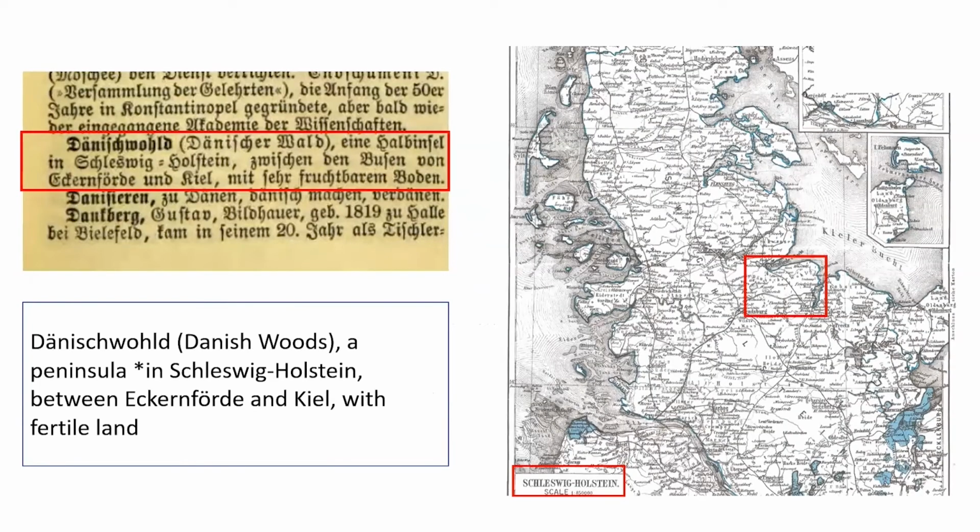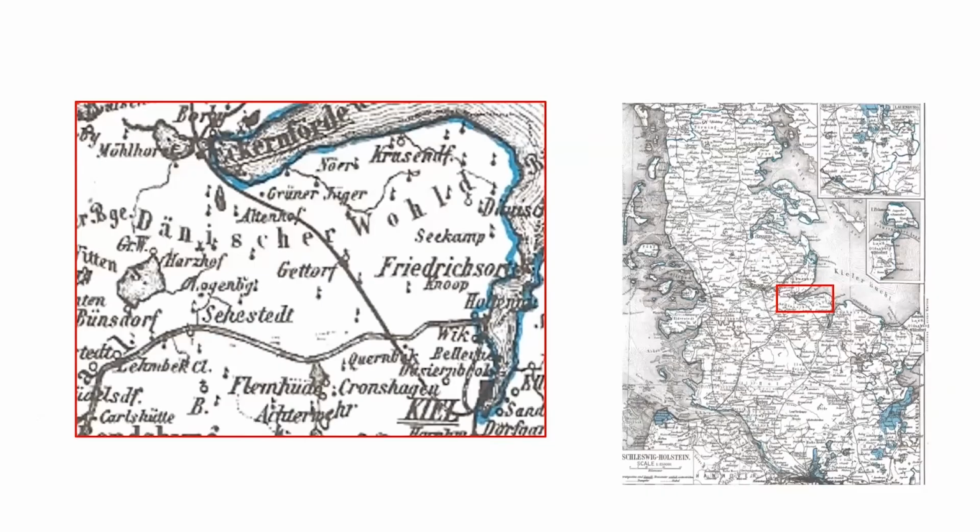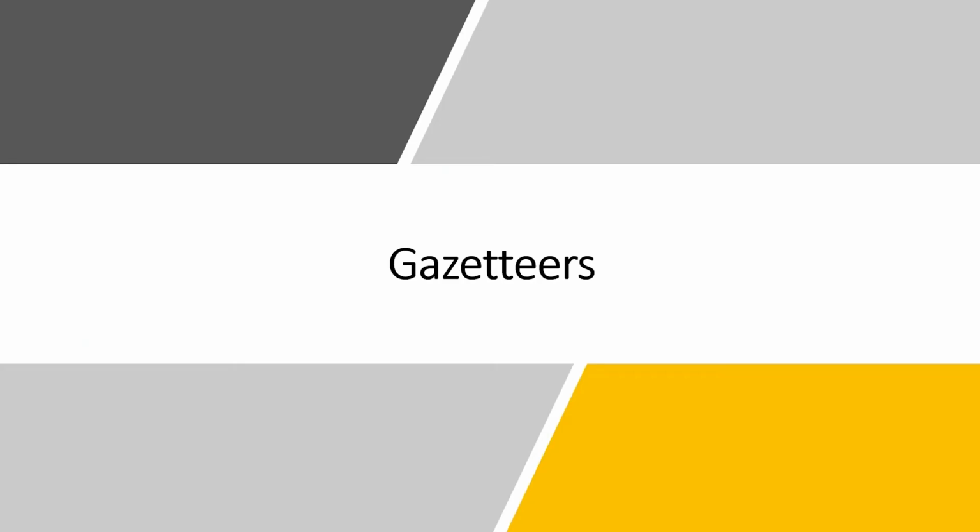The entry says that the Danish Wold was a peninsula in Schleswig-Holstein between Eckernförde and Kiel, as shown on this general map. On this enlargement, there is the Eckernförde at the top, there's Kiel at the bottom, and there is the Danish Wold. As it turned out, my ancestor was from the town of Gettorf, right in the middle of the Danish Wold. Gazetteers are a major resource in German research.